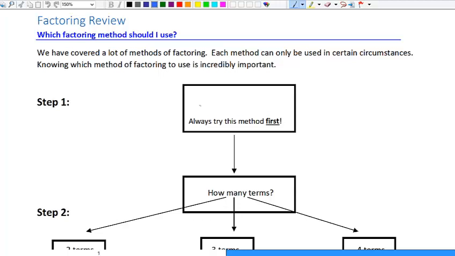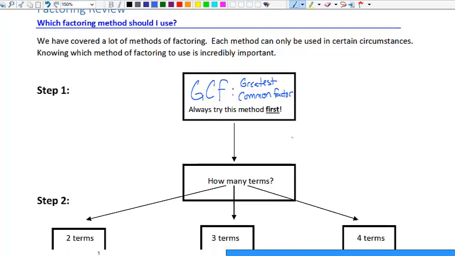So step one is you always try to find a greatest common factor, or sometimes we call that a GCF. And you always try this method first. If you can factor out a GCF, you probably have to do more steps in trying to factor it, but it's going to make your problem much more simple and much more factorable. After you've taken out the greatest common factor, then we're going to ask ourselves the next question, which is how many terms do I have in order to decide which method I'm going to use.